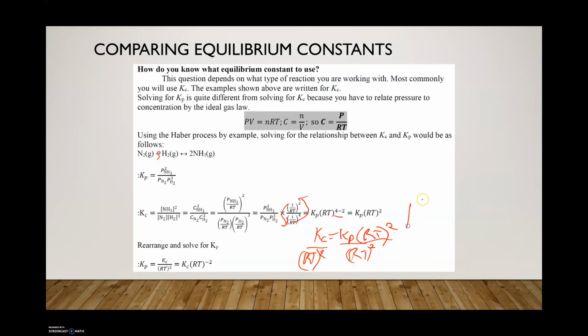And so you end up with Kp is equal to Kc times RT to the -2 power, because it's the inverse. It's on the bottom. Or you could just leave it on the bottom, whichever.